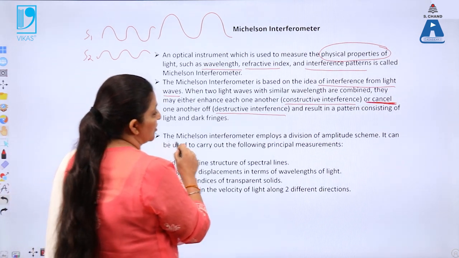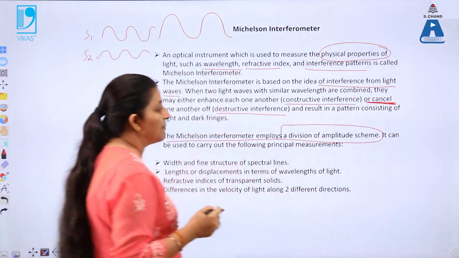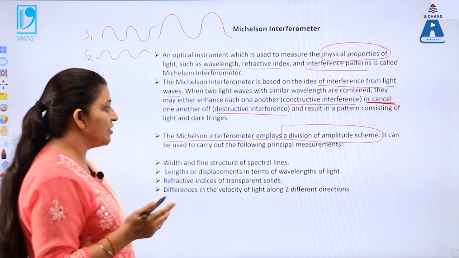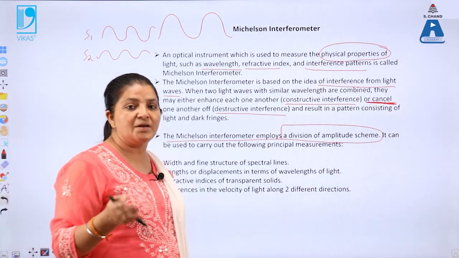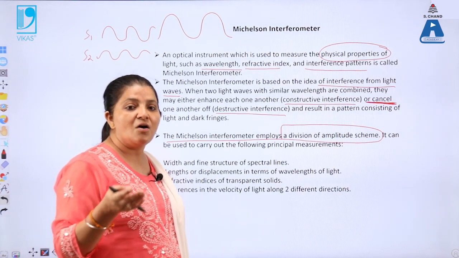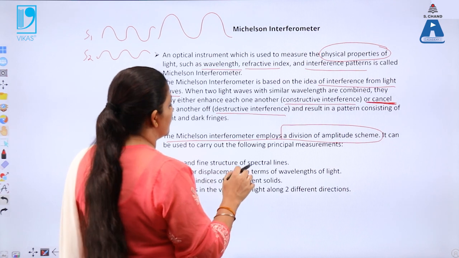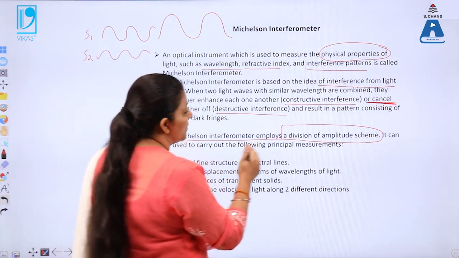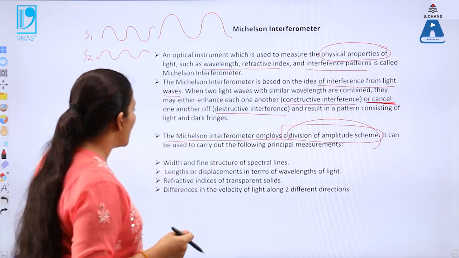Now the Michelson interferometer is based upon the division of amplitude scheme. That means interference is of two types: interference that can be done by the division of wavefront, or by the division of amplitude. So the interference in the Michelson interferometer is based upon interference by division of amplitude.